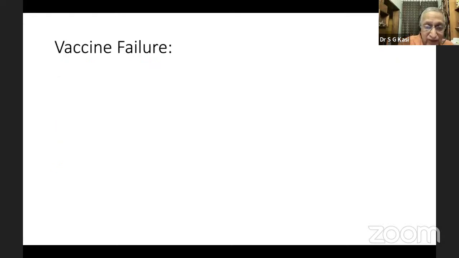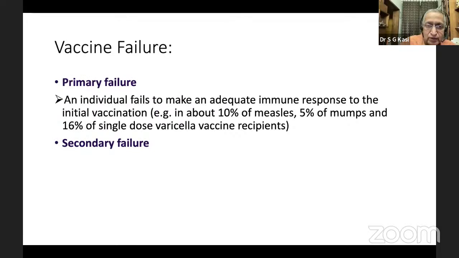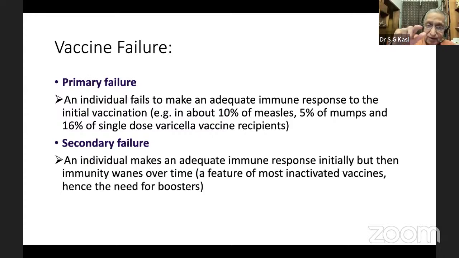What is vaccine failure? It can be of two types. It can be primary or it can be secondary. What is primary vaccine failure? An individual fails to make an adequate immune response to the initial vaccination. 10% in measles, 5% for mumps, and almost 16% for a single dose varicella vaccine. Now, what is secondary vaccine failure? The individual responded, but after a period of time, the antibody titers wane and he becomes susceptible to infection.